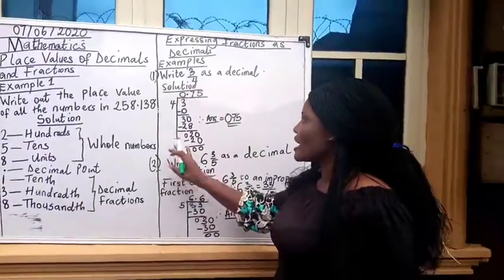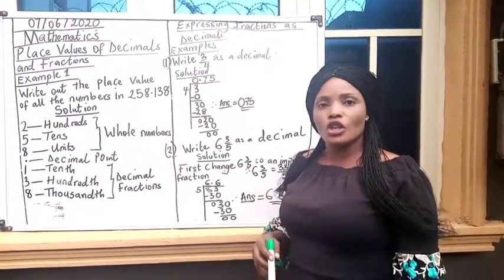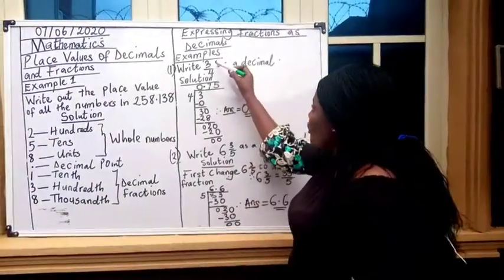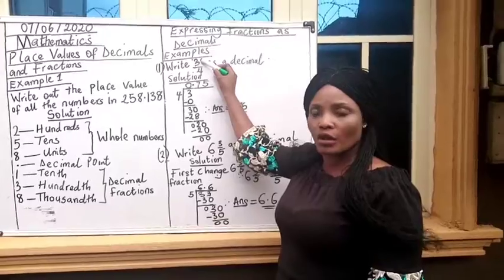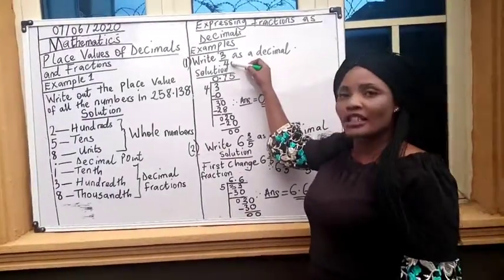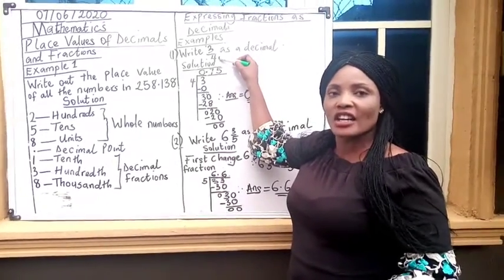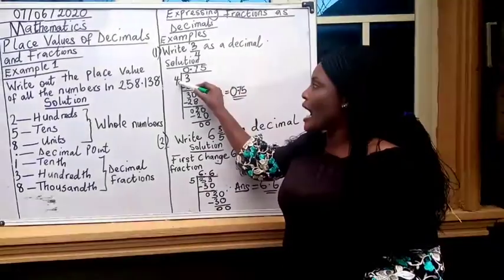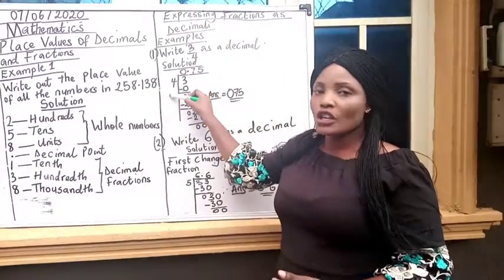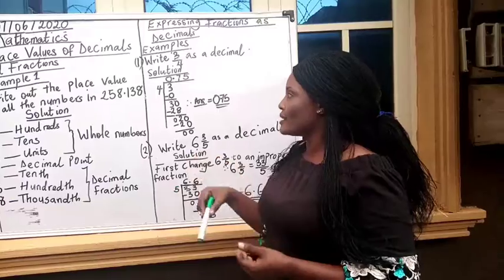So you draw your table. Your numerator will come inside the table. Your numerator, that is the number at the top, will come inside the table. Your denominator, the number you will use to divide, will come outside the table. Your denominator will be outside, while your numerator will be inside.